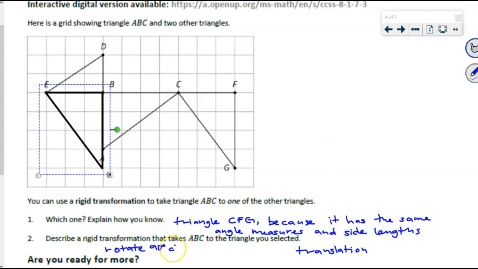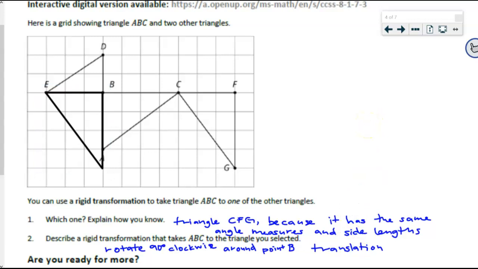I went clockwise, in the same direction that the hands on a clock move. And don't forget, we also need the center. So 90 degrees clockwise around point B. And after that, it's still not in place.